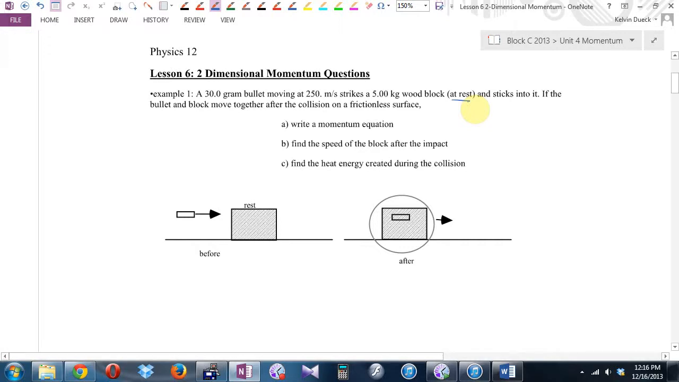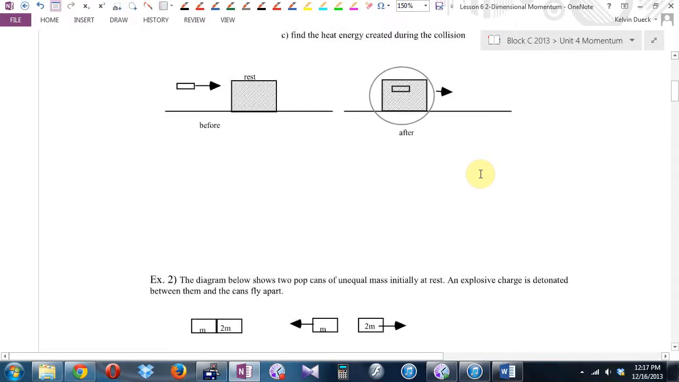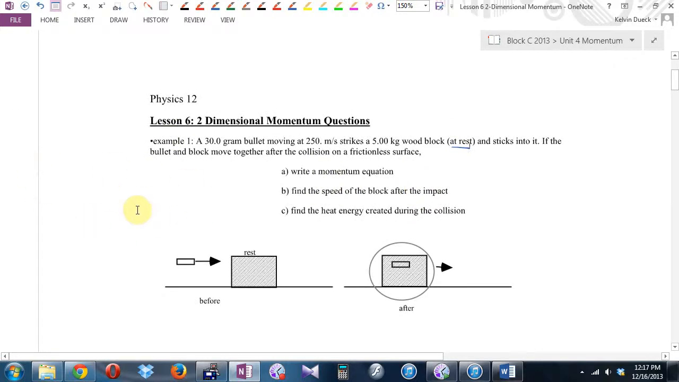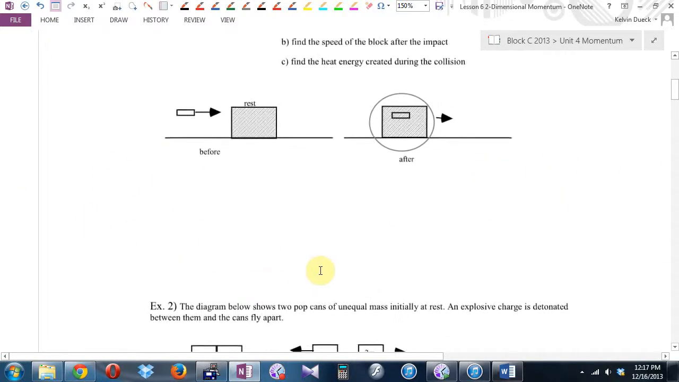If the bullet and block move off together after the collision on a frictionless surface, A, write a momentum equation. B, find the speed of the block after impact. And C, find the heat energy created during the collision. Looking at this, I didn't leave you anywhere near enough room, which means write small. I'm actually going to show some of my work over here, some of my work over here, and some of my work down here.